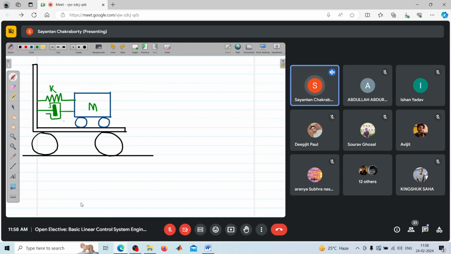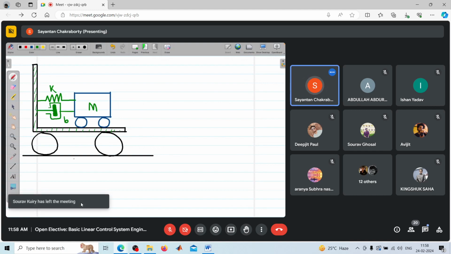I should not get confused with this small f and small b, so I'll represent the system. So this is a spring mass dashpot or damper system, which is mounted on a cart, which is assumed to be massless. So this cart is massless. So the only mass here is that mass m over here. This mass is neglected.